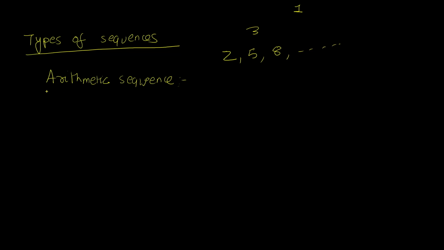So in terms of definition, an arithmetic sequence is a sequence in which the difference between two consecutive terms is always the same.